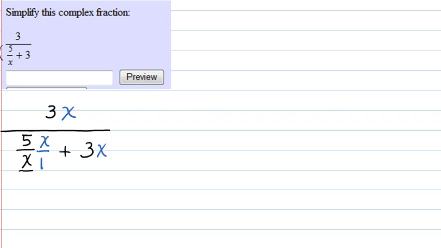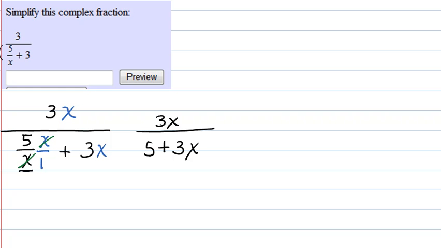What will happen then in the next stage is those fractions within a fraction will disappear because on the bottom here these x's will cross out. So now if I rewrite the fraction, on top I have 3x. On the bottom I have just a 5 now plus 3x. And basically I'm done except for checking to see if it reduces any further.